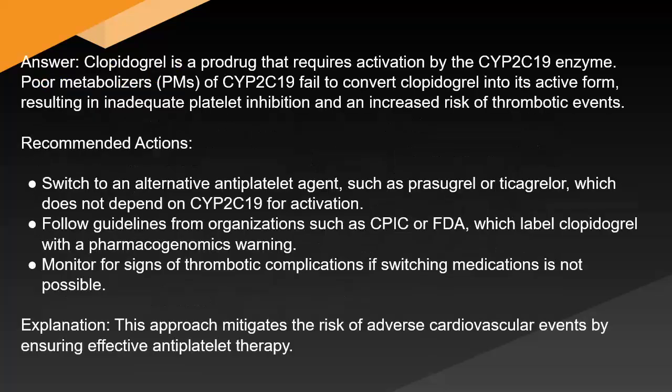Answer: Clopidogrel is a prodrug that requires activation by the CYP enzyme. Poor metabolizers, PMs, of CYP fail to convert clopidogrel into its active form, resulting in inadequate platelet inhibition and an increased risk of thrombotic events. Recommended actions: switch to an alternative antiplatelet agent, such as prasugrel or ticagrelor, which does not depend on CYP for activation. Follow guidelines from organizations such as CPIC or FDA, which label clopidogrel with a pharmacogenomics warning. Monitor for signs of thrombotic complications if switching medications is not possible. Explanation: This approach mitigates the risk of adverse cardiovascular events by ensuring effective antiplatelet therapy.